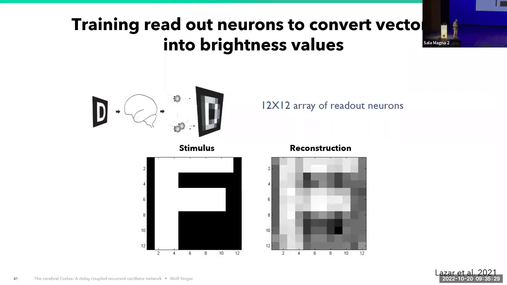And one can actually show this by taking these high dimensional response vectors of the neurons and training, in this case now, arrays of readout neurons that reproduce the brightness values of the real stimulus. And it can be done quite successfully, showing how reliable these neuronal responses are. And if you show a stimulus F and you take your array of readout neurons, they reproduce the F. Now, this is just for methodological reasons. It's easier to screen spontaneous activity if you already see something.